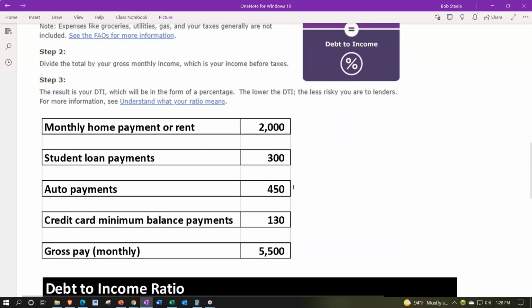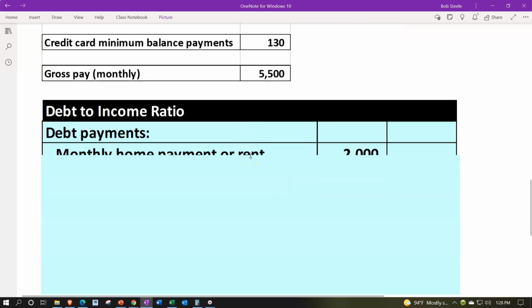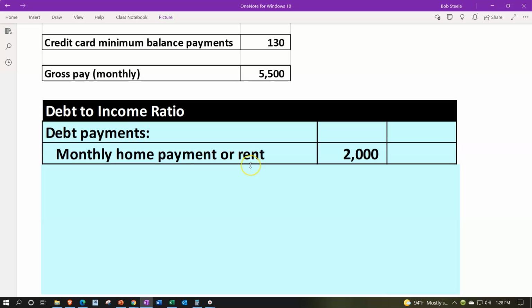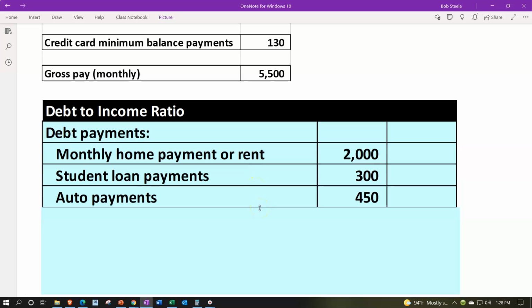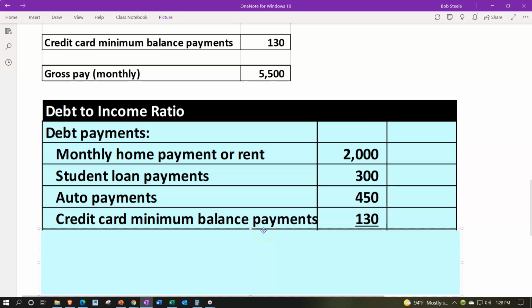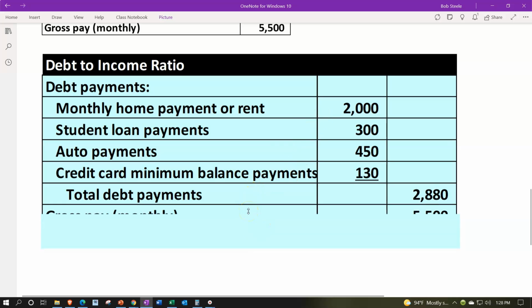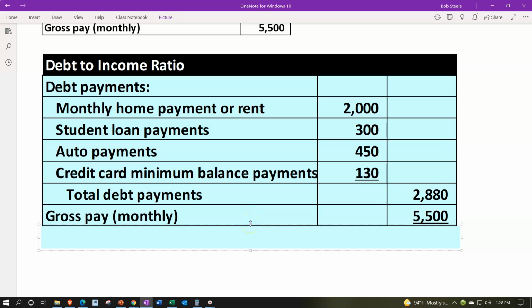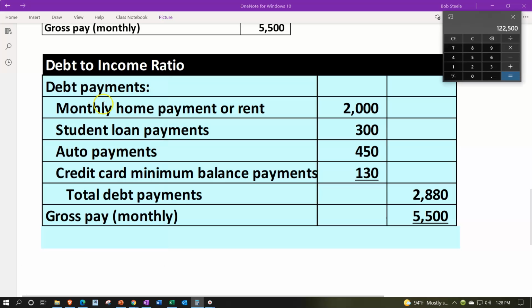So then once we have those numbers, we can put them into our calculation. We're just simply going to take the debt payments. This is the amount that we're paying specifically for debt. We had our monthly home payments or rent, the student loan payments, the auto payments on our auto loan, and the credit card minimum balances. Those then add up to the $2,880. We're just simply adding those four items up. Notice that does not include our other expenses like food and whatnot. We're just taking into consideration the debt-related expenses.